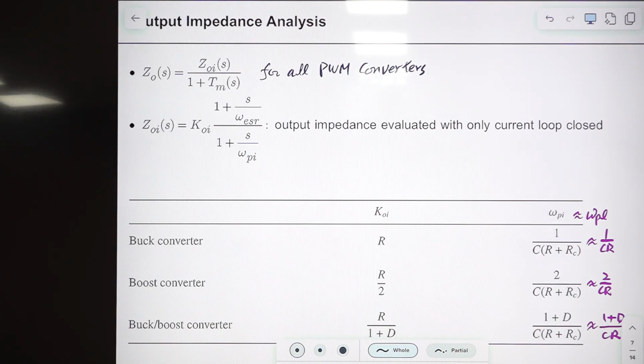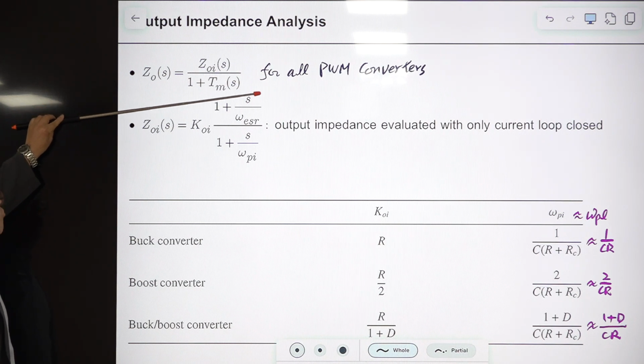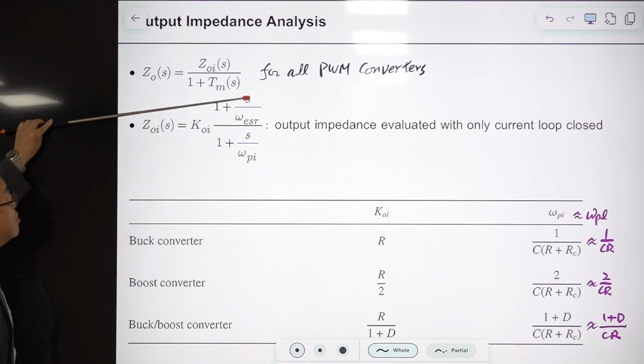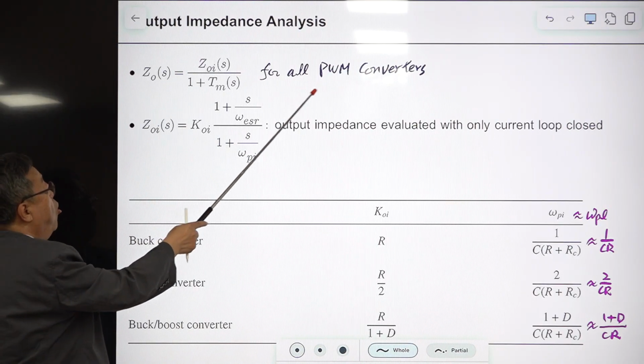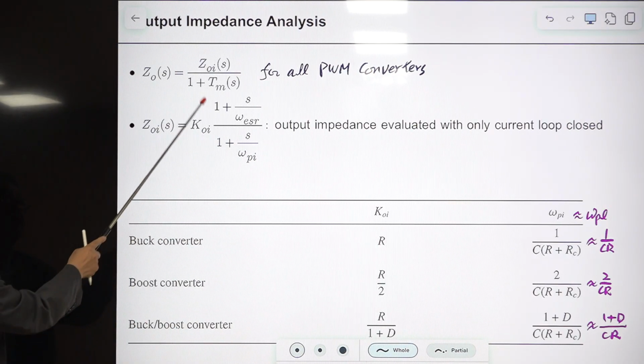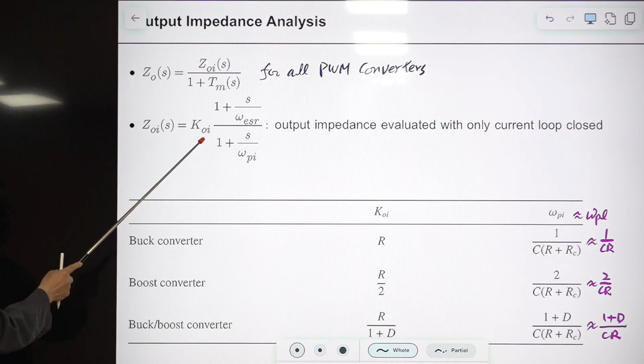For all PWM converters, the output impedance GOS is GOI divided by 1 plus TMS. This form is very familiar to us. We used this for the audio susceptibility analysis. Output impedance analysis comes again and again because we are dealing with a feedback system. A feedback system has the denominator 1 plus loop gain. So this is true for all PWM converters.